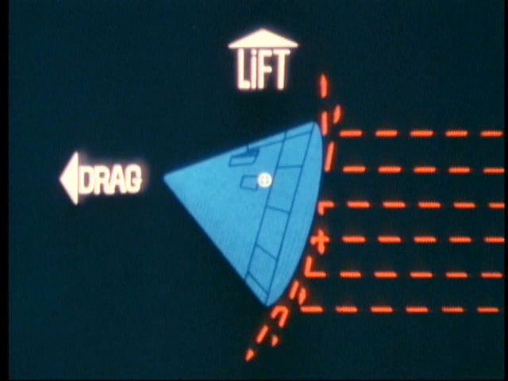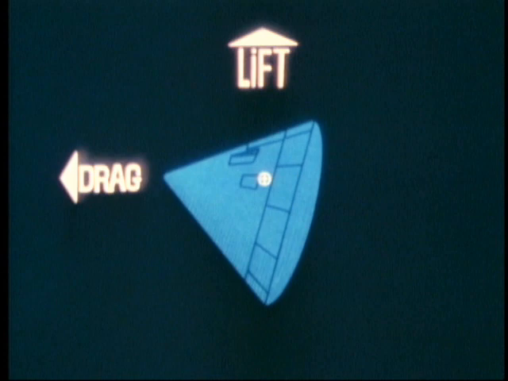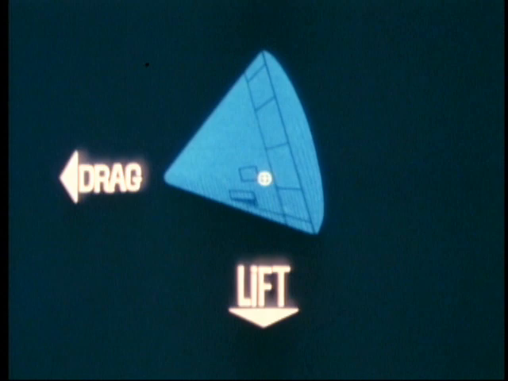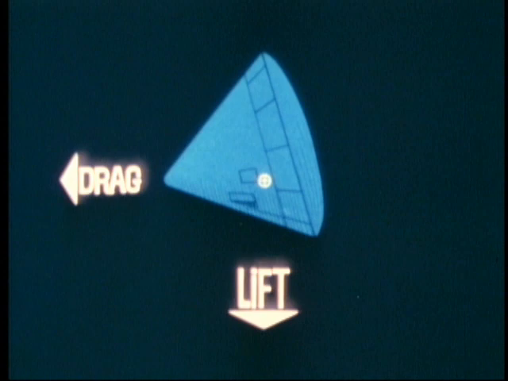The center of gravity is fixed relative to the spacecraft. By rolling the spacecraft about its center of gravity, the direction of lift can be changed and aerodynamic control achieved. We can now see how this affects the limits of the entry corridor.